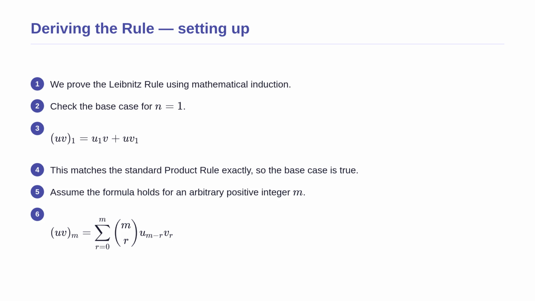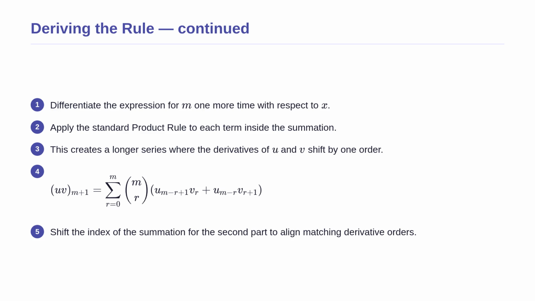Next, we assume the formula is true for some arbitrary positive integer m, and we write out the summation for that step. This sets up the foundation we need to prove that the rule must hold for the very next step in the sequence. To find the next sequential derivative, we must differentiate our assumed expression for m one more time with respect to x. We apply the standard product rule to each individual term inside the summation.